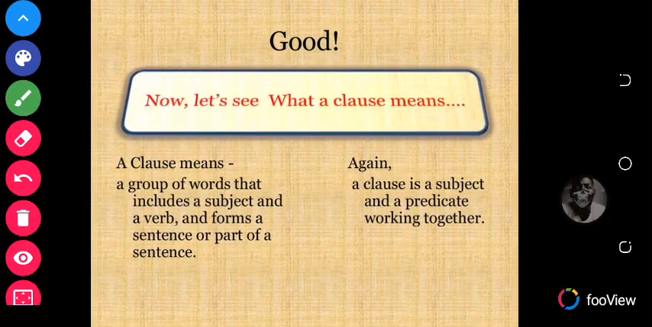Now let's see what a clause means. A clause is a group of words that includes a subject and a verb, and forms a sentence or part of a sentence. Again, a clause is a group of words that includes a subject and a verb and forms a sentence or part of a sentence. So in other words, a clause is a subject and a predicate working together. We will see what a subject and a predicate mean.